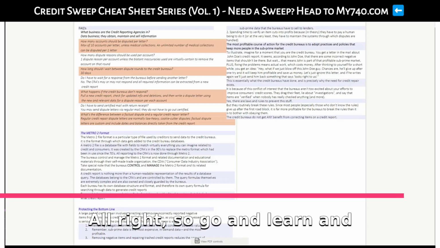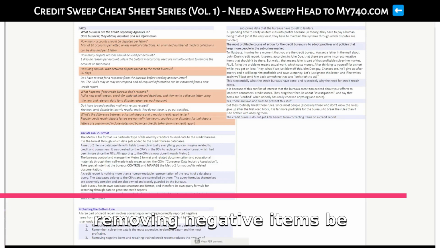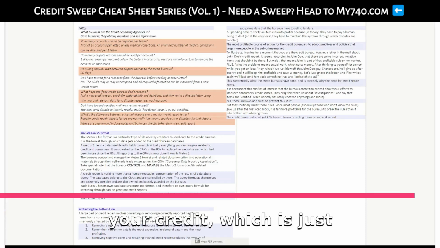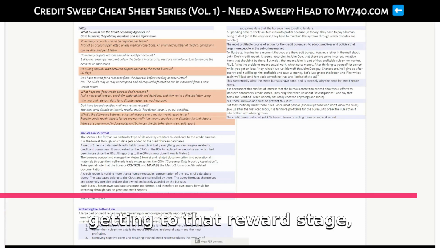So go and learn and remove your negative items, be prosperous and succeed with this so that you can move on with your life and head over into the 5th phase of fixing your credit, which is just working on your score and getting to that reward stage.